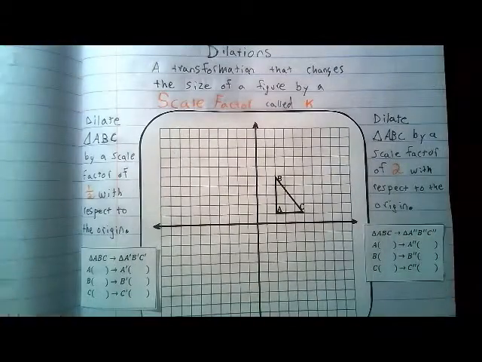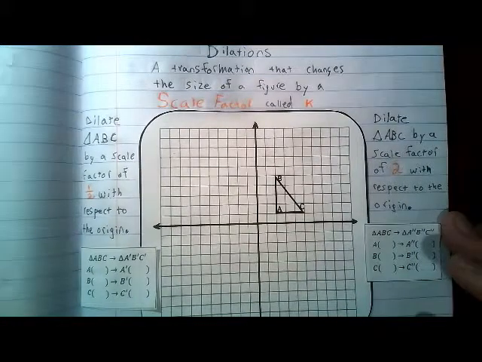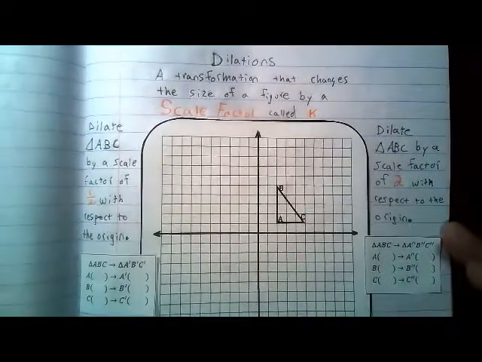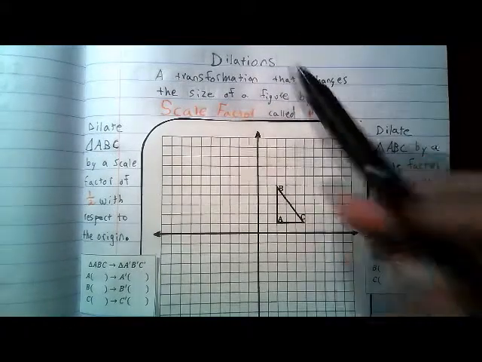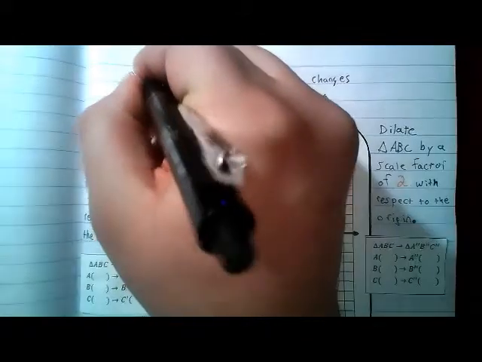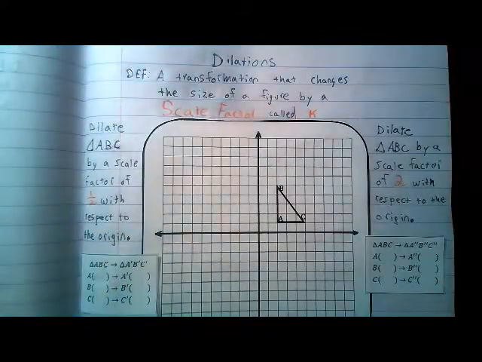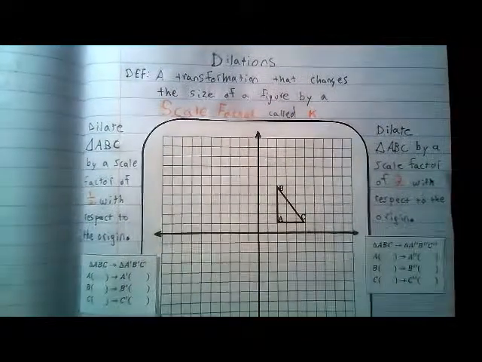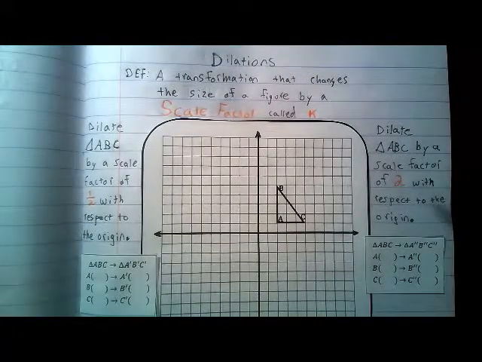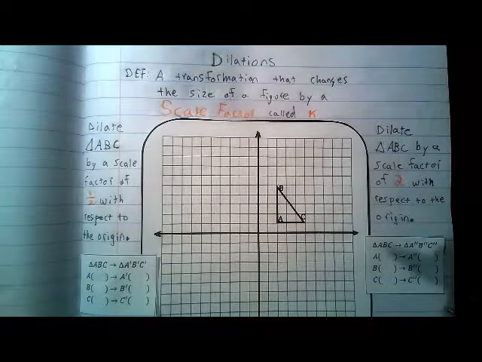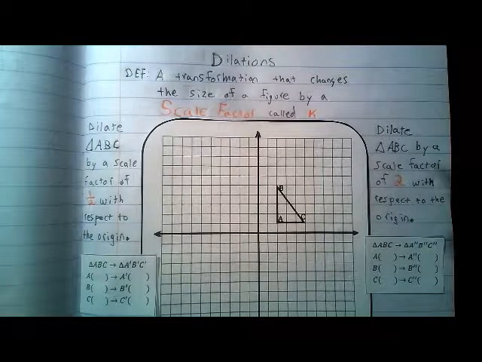So this is what our entry looks like right now. You can see that we have to cram a lot of words in here, but dilations are, by definition, a transformation that changes the size of a figure by a scale factor called k. That scale factor is just what we're multiplying all these points by. It's either going to get bigger or get smaller based on the scale factor.